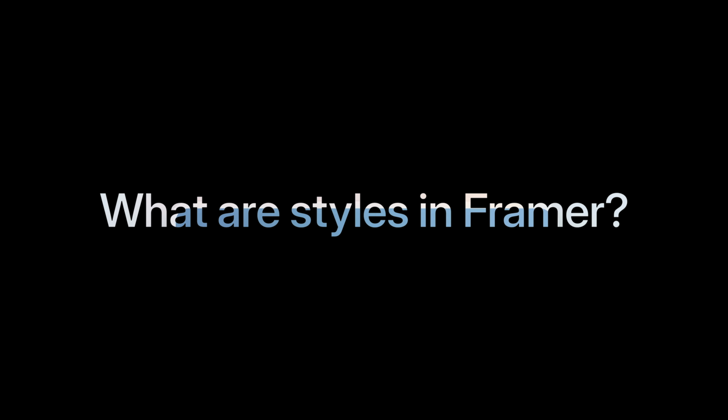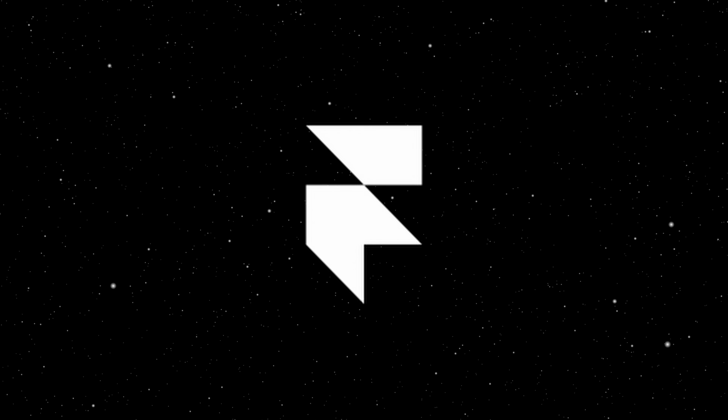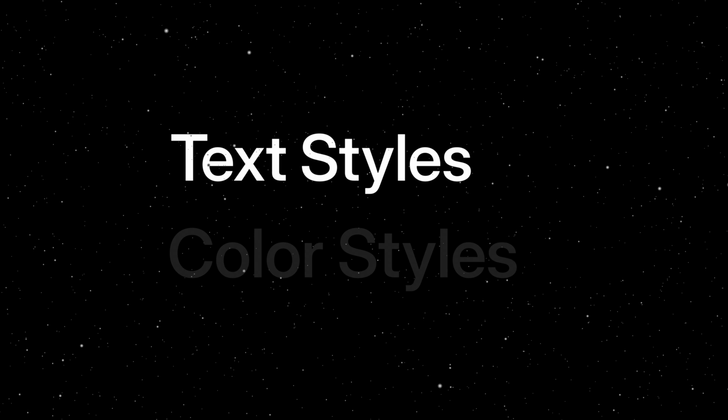What are styles in Framer? If you're coming from Figma, you'd be like, "Hey, I've seen this one. This is a classic." Framer styles are similar to Figma's, but they have their own unique approach. Let's break it down. In Framer, there are two major types of styles: text styles and color styles.